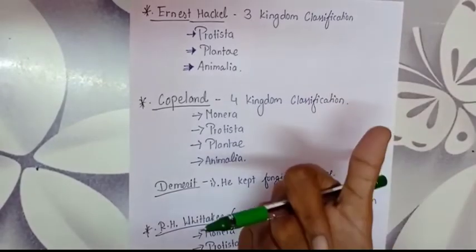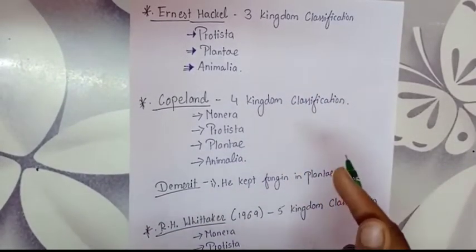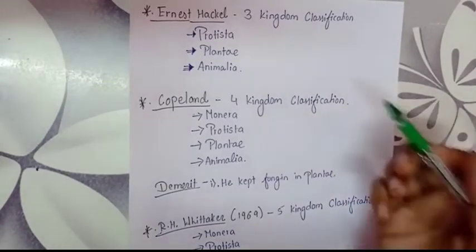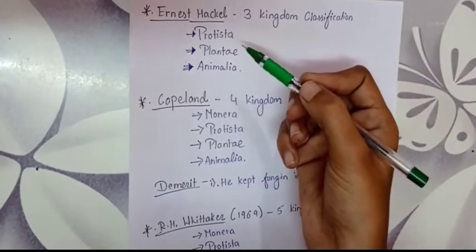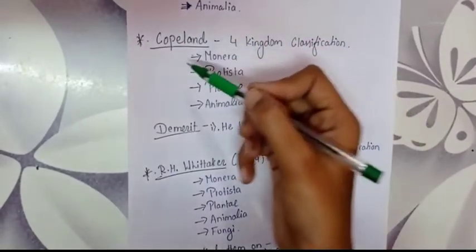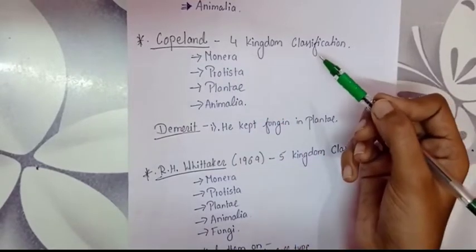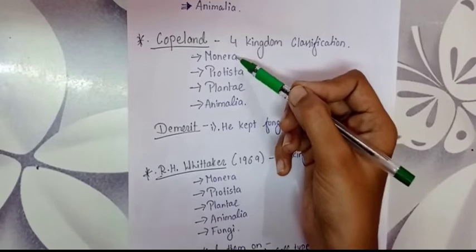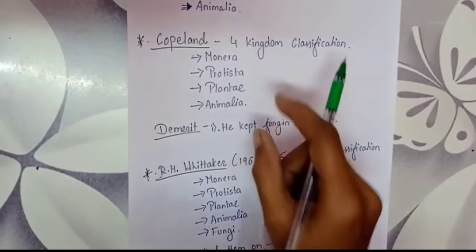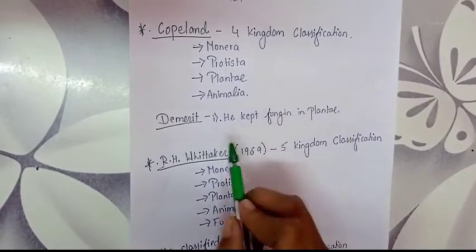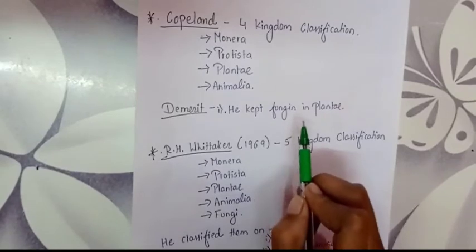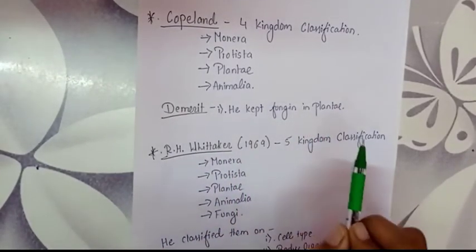Therefore, the further classification was by Ernst Haeckel, that is the three kingdom classification. First by Aristotle, second by C. Linnaeus, that is the two kingdom classification, and third by Ernst Haeckel, the three kingdom classification. He classified the living organisms into Protista, Plantae, Animalia. Next to that, it is by Copeland, the four kingdom classification. He classified the living organisms as Monera, Protista, Plantae, Animalia. But the main demerit of the four kingdom classification was that he kept fungi in Plantae. But many characters or features of fungi and Plantae are not the same.